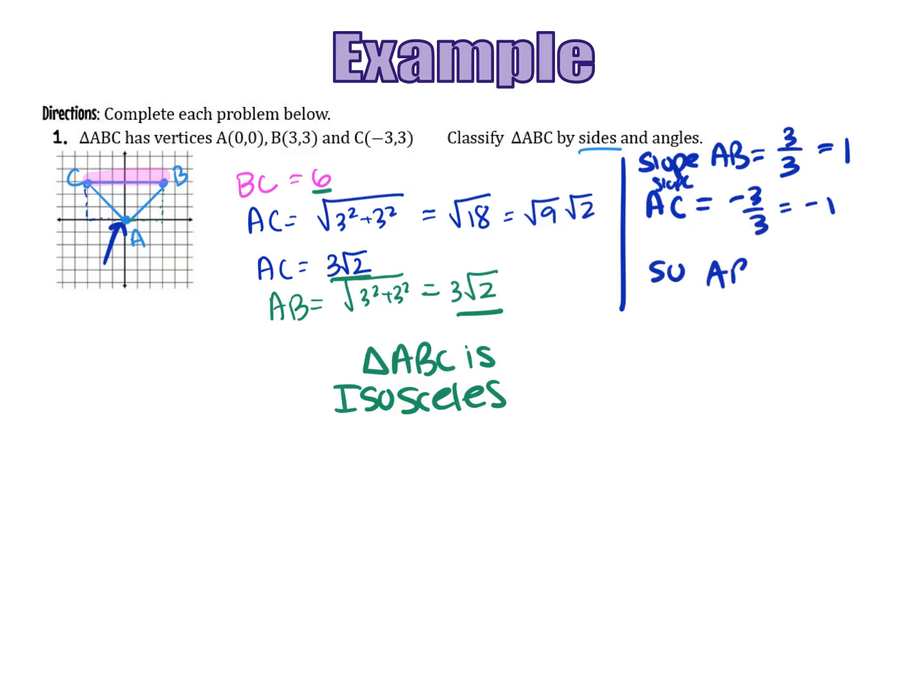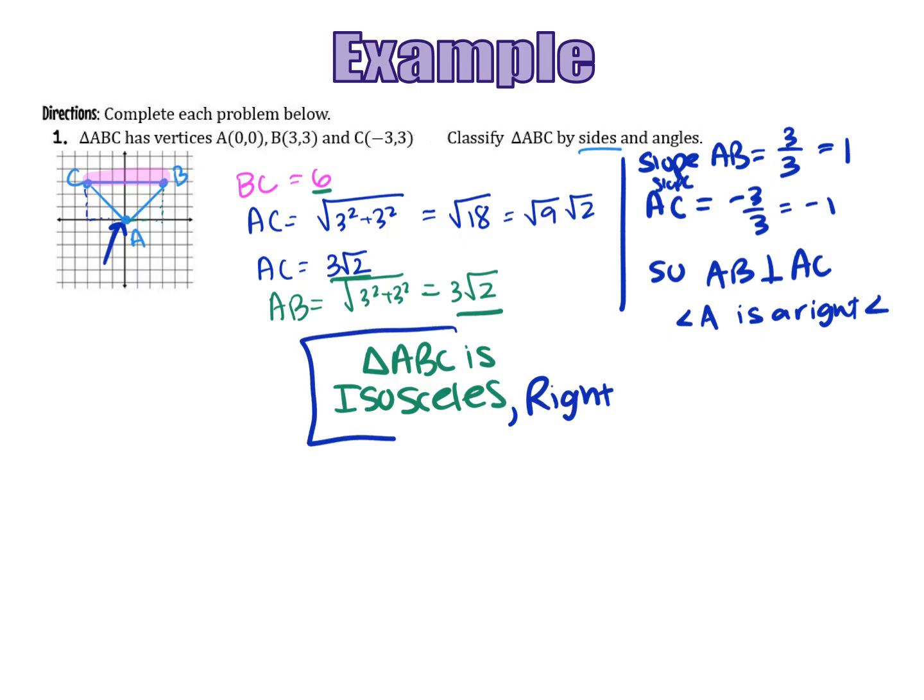So AB is actually perpendicular to AC since their slopes multiply to be -1, which means that angle A is a right angle, which means we have an isosceles right triangle. Triangle ABC is an isosceles right triangle. So we have classified it by sides and angles. Let's look at another example.